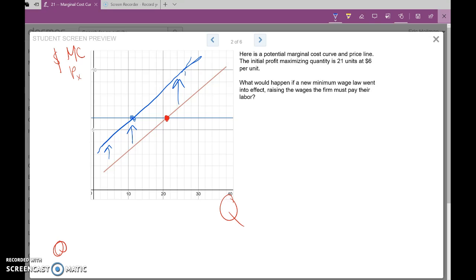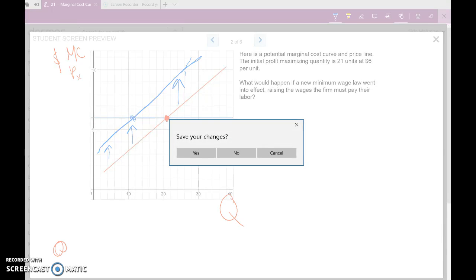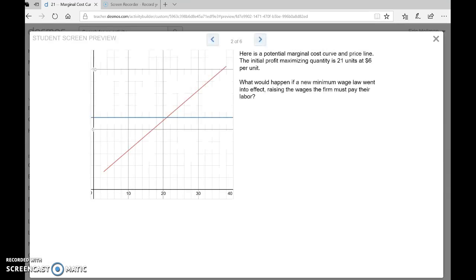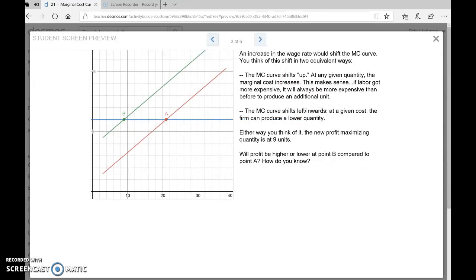So here, because wage rates went up, that's going to cause a shift in our cost curve. It's going to cost us more to produce because we had to pay people more. Okay. So I think there's an official graph on the next slide. And so when you think about, there we go.